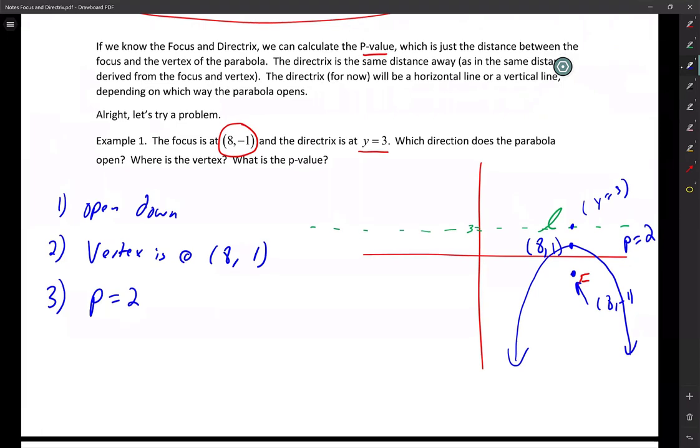I don't really understand how you found out which side it opens, and also why is the vertex at a 1 when, like, the answer we got was a 2? The p-value is a 2. The p-value is the distance from the vertex to the focus, or the distance from the vertex to the directrix, the shortest distance. And that value is a 2.